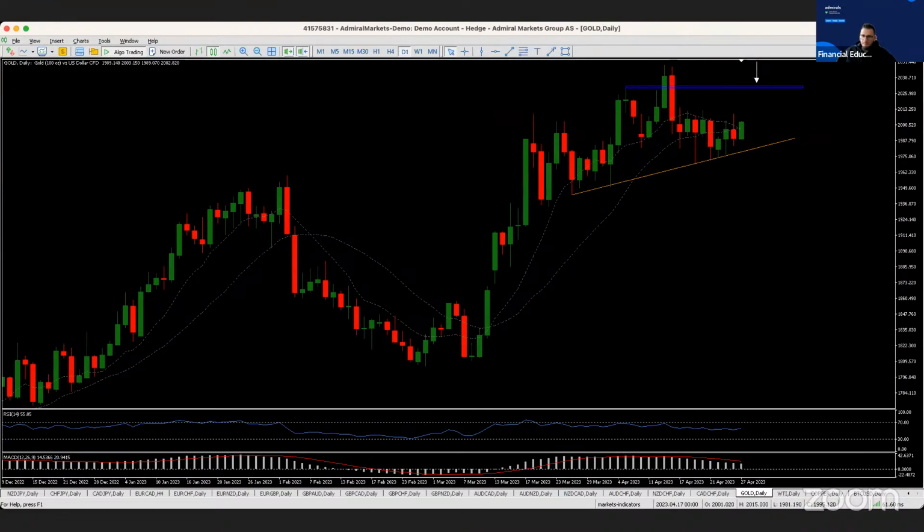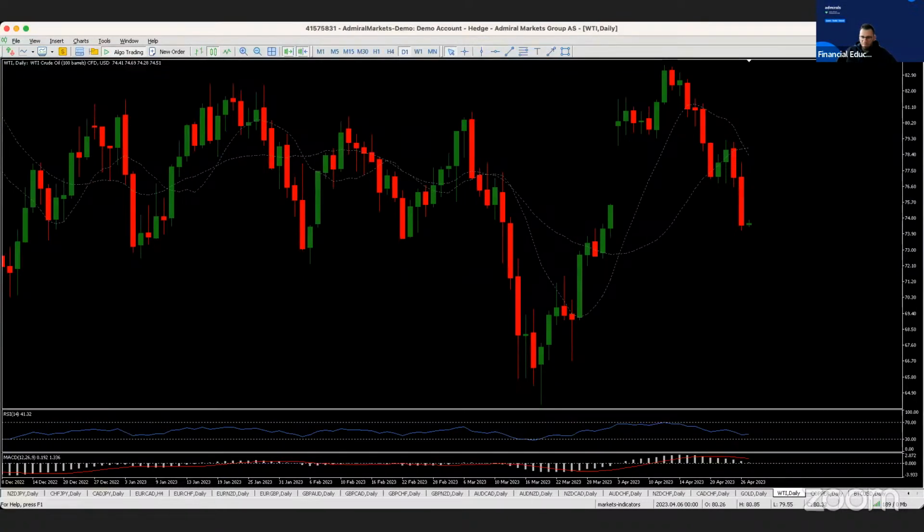Gold, interesting. I'm still expecting to see some head and shoulders pattern, because that's the only pattern identifiable here, nothing else. But for now, I'm not buying, I'm not selling, because the market is not in a trend.